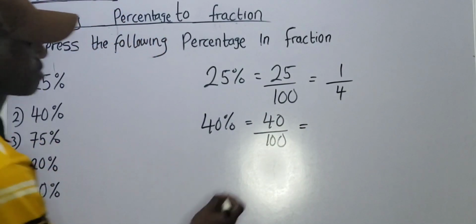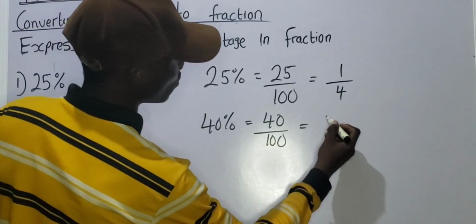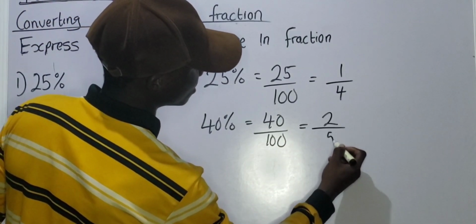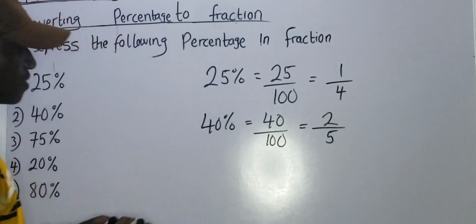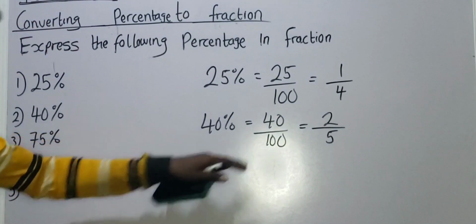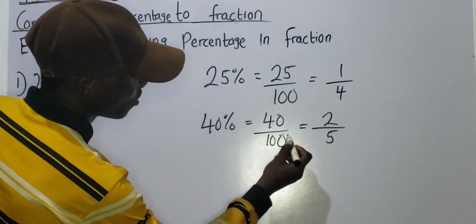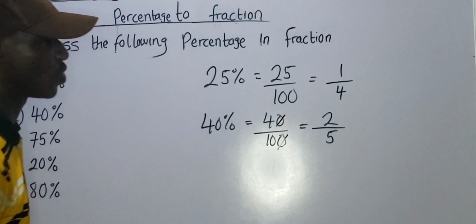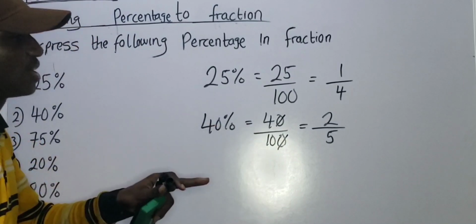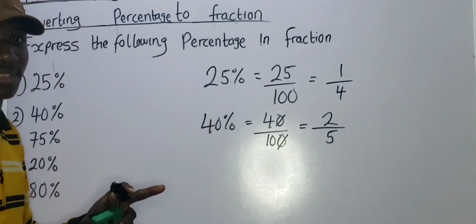So for this, I'm going to have 2 over 5. The simplest form of this is 2 over 5. Do you know how I got 2? This 0, we cancel this 0. So I'm left with what? 4 over 10.